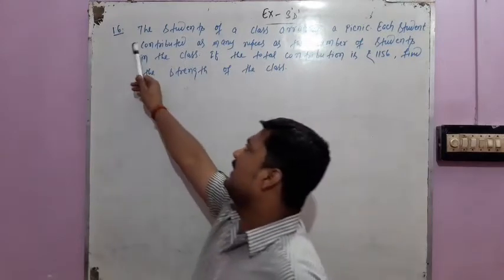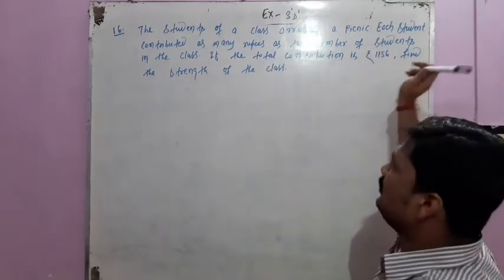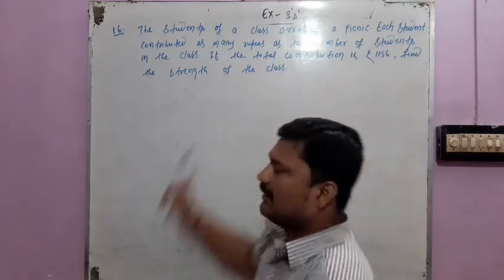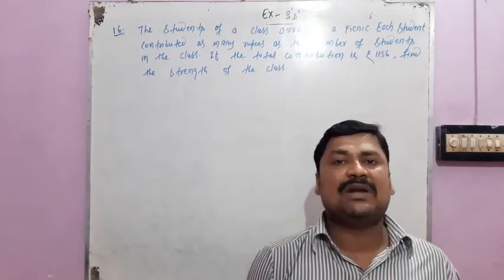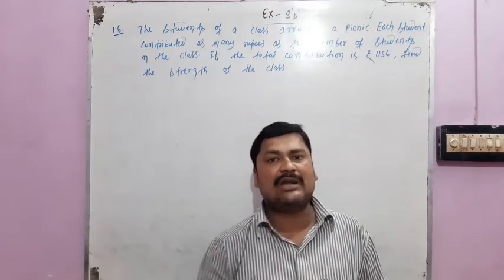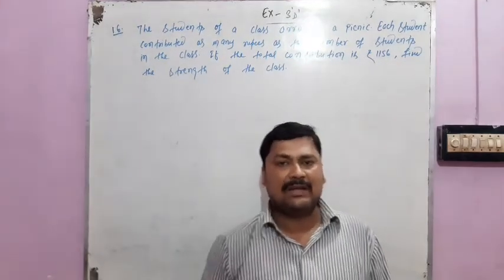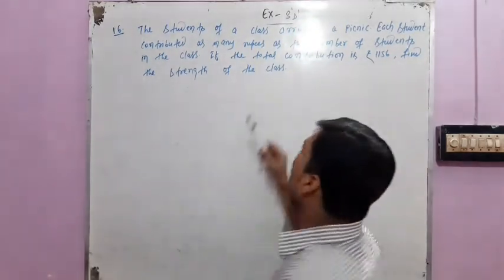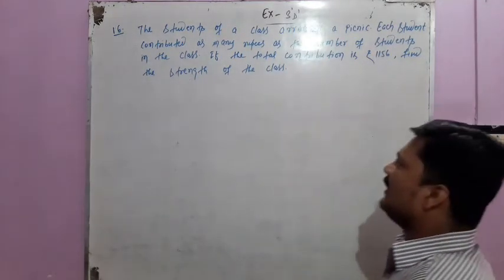In question number 16 it is given that the students of a class arranged a picnic. Each student contributed as many rupees as the number of students in the class. If in the class the number of students is 10, then each student will contribute 10 rupees. If the number of students is 20, then each student contributes for the picnic 20 rupees. If the number of students is 30, then each student contributes rupees 30. If the total contribution is 1156, find the strength of the class.